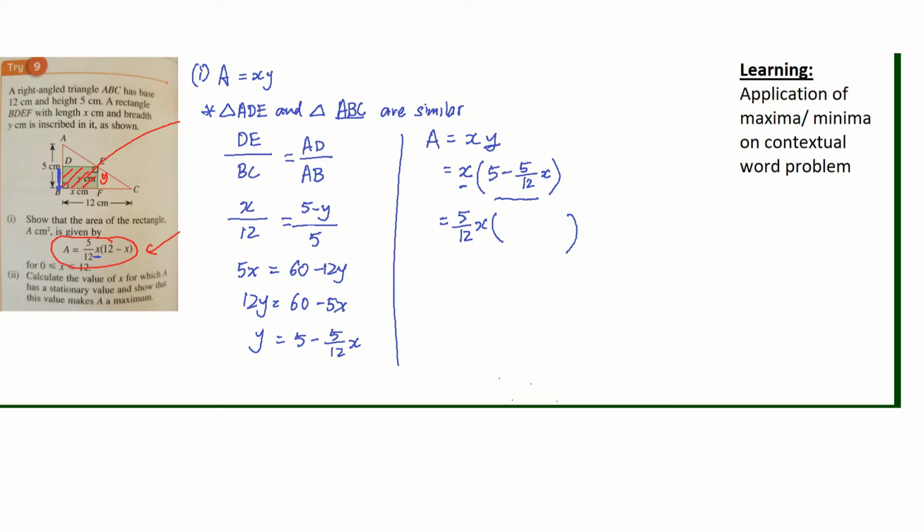But how will this affect the numbers inside the bracket? If I take out a 5 over 12, this will simply just be 1x. If I were to factorize out, that means I divide 5 by 5 over 12. You may use your calculator to do that, but you should get 12 in this case. So ladies and gentlemen, I have just successfully shown that A equals 5 over 12 times x times 12 minus x.